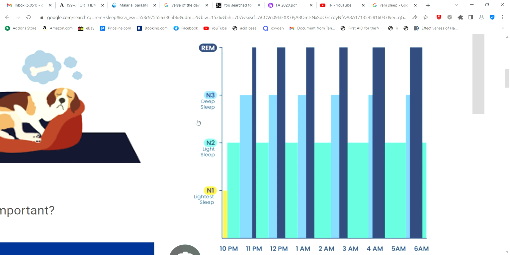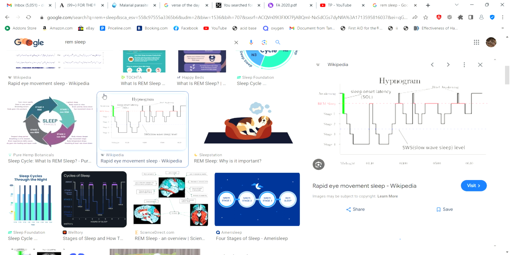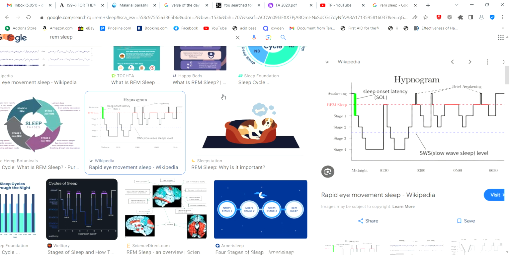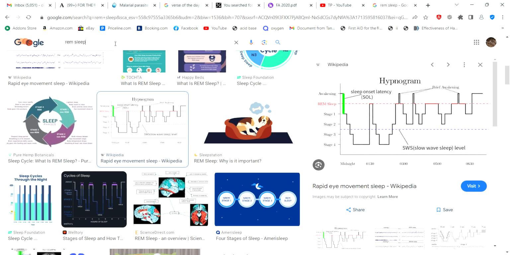Okay, 140. Every time GFR halves, serum creatinine doubles. You have to know that. You have to know the chart for that. So serum creatinine.